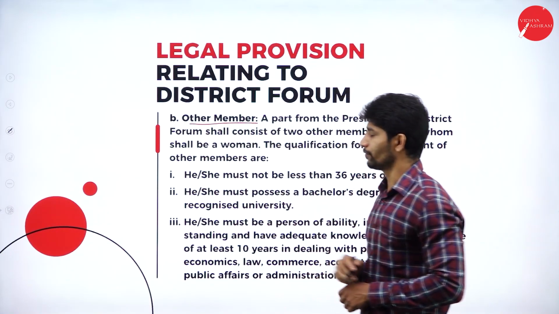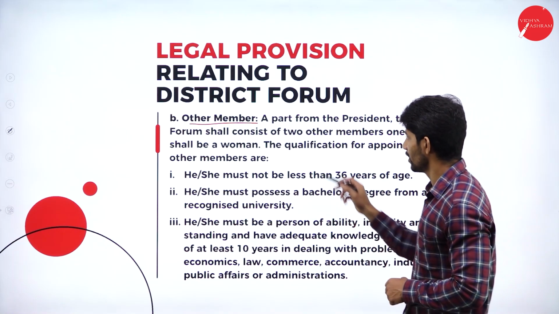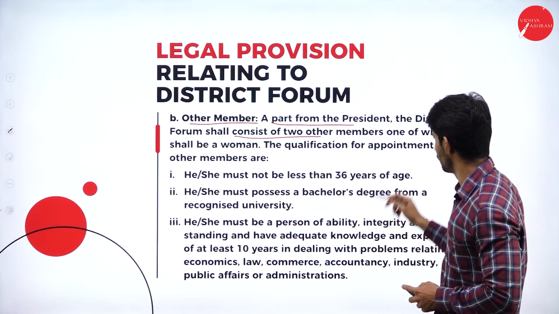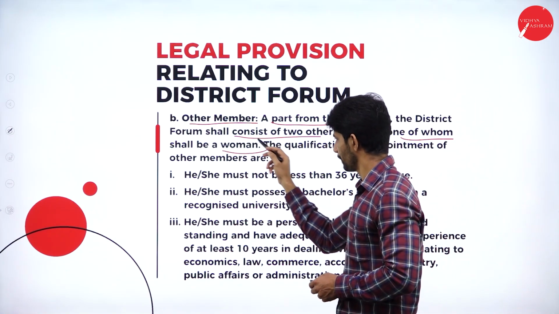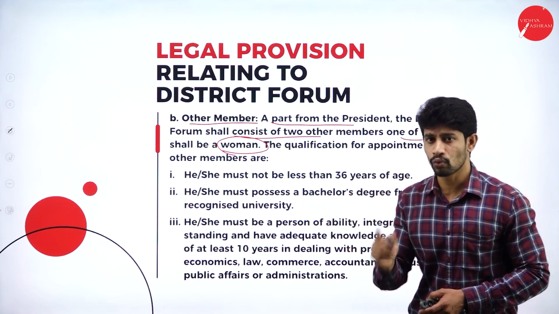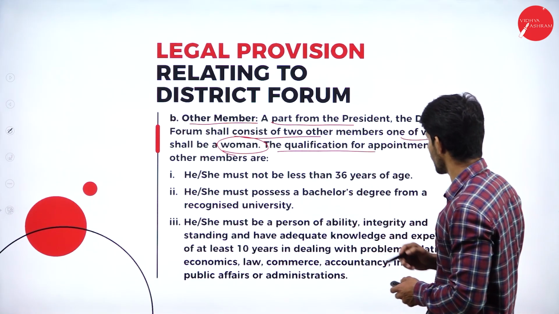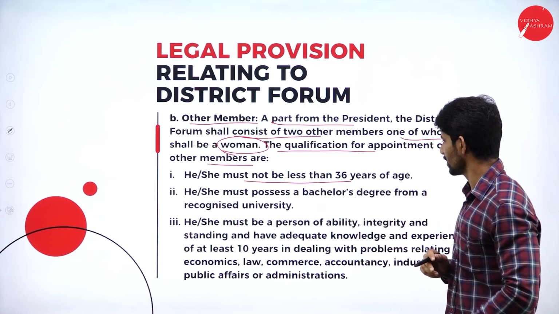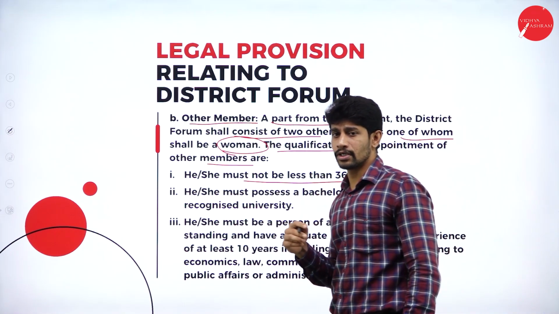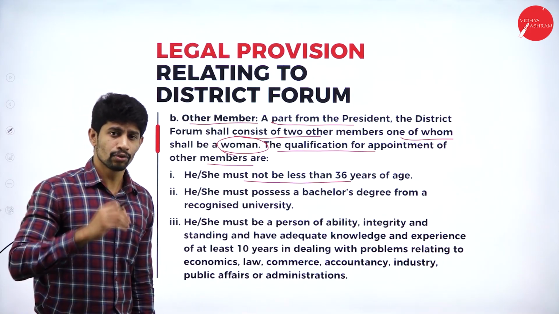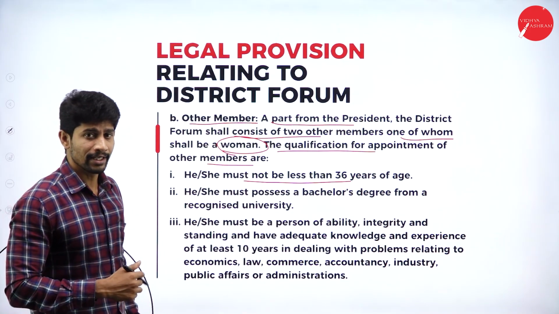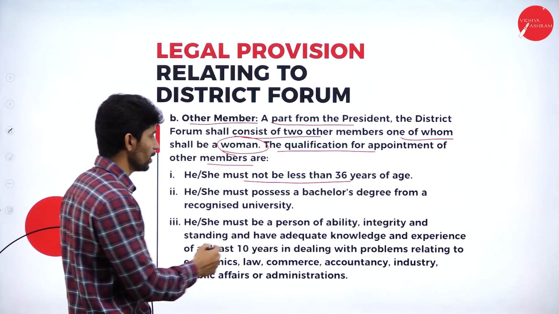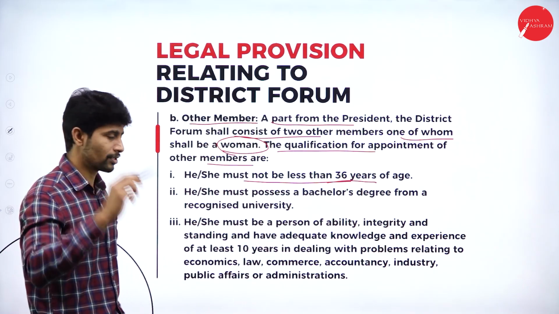And the other members' qualifications. Apart from the president, the District Forum shall consist of 2 other members, one of whom shall be a woman. So one person will be president, and of the other 2, one should be a woman. The qualification for appointment of other members is, he or she must not be less than 36 years of age. Whether woman or man, the age should be not less than 36 years. That is the first criterion.